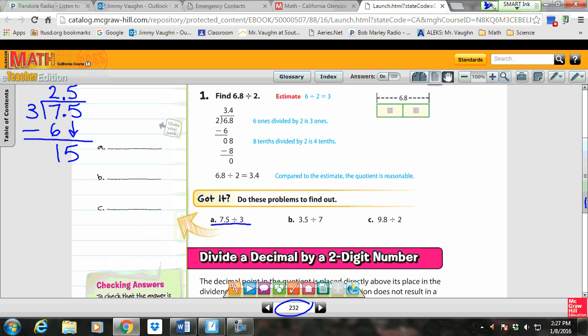Let's see if that's reasonable. 7.5 is close to 8 divided by 3. Well, that's pretty hard, but 8 is close to 9. So there's 3, and we come out to 2.5. And that's close enough. The reason you do this is just so you'll recognize that, if you mess up with the decimal and you get a 25, you know that's way off from 3. All right, so pause the video, try B and C on your own, and then we'll come back and do a couple of those together.